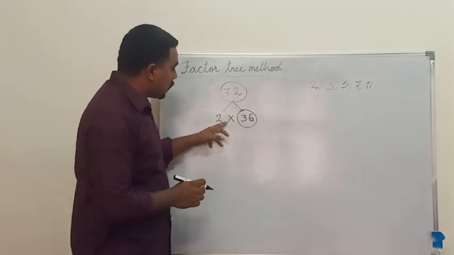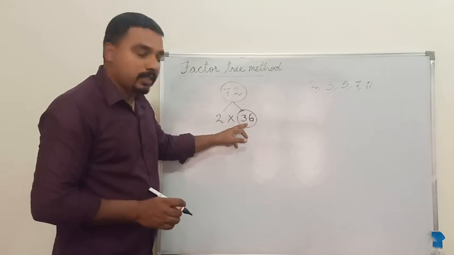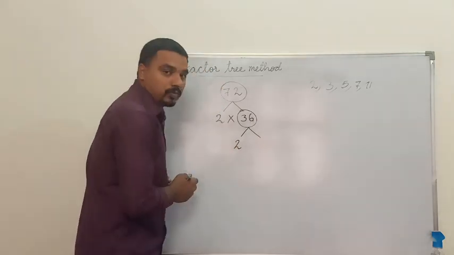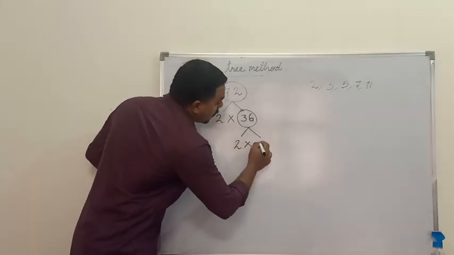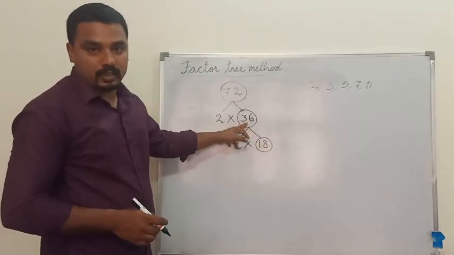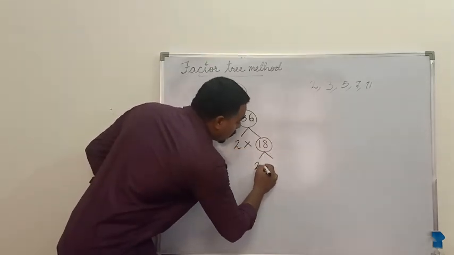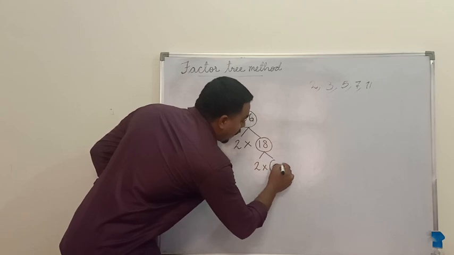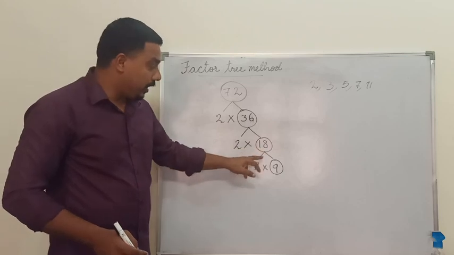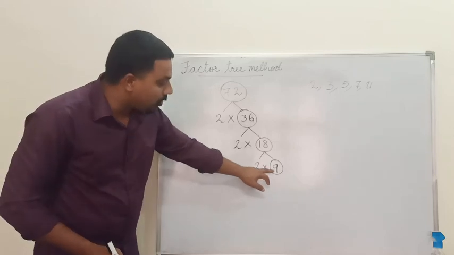Clear? So 72 divided by 2 is equal to 36. Next we have to divide this number. This is also an even number, so we can take 2. 2 into how much? 18. 2 into 18 is 36. And this is also an even number. The same way we can take 2. 2 into how much? 9. 2 into 9 is equal to 18. Otherwise 18 divided by 2 is equal to 9. In this way. Clear?